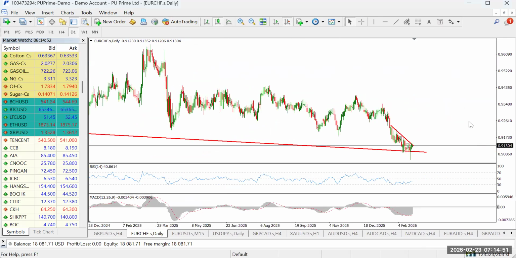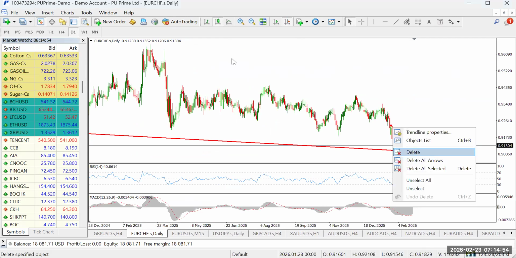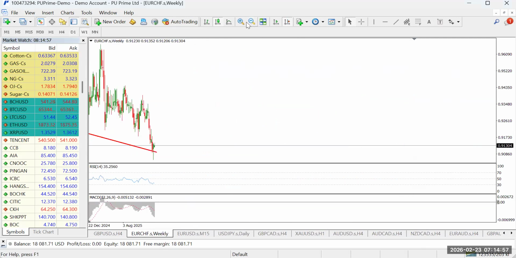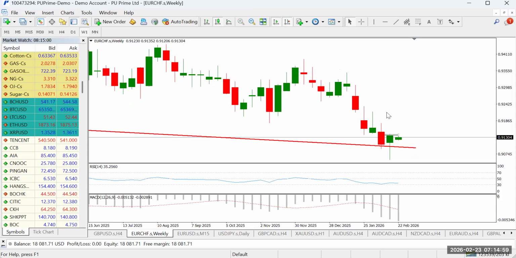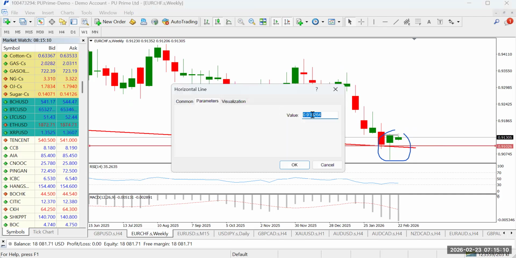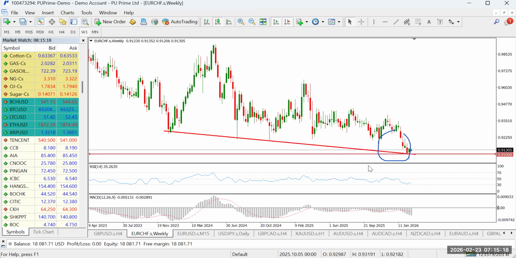I had a bullish outlook on the Euro CHF for last week, and price eventually closed as a rejection candle on the weekly time frame, around a psychological level, 0.91000. So that is acting as a support. And there's a lower trend line, having lower lows and lower lows. So technically, I still maintain my bullish outlook on the Euro CHF.